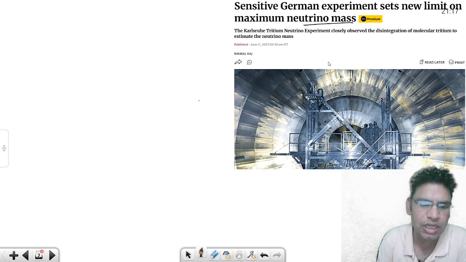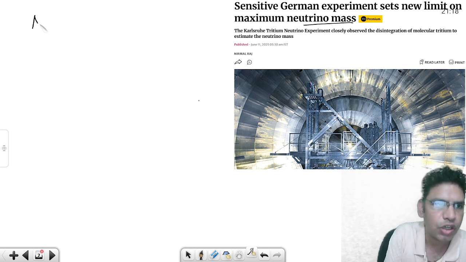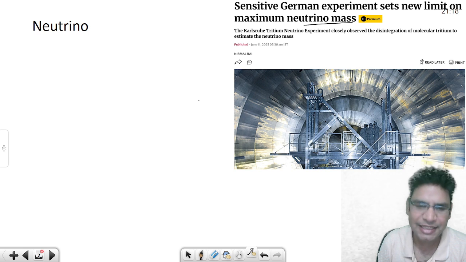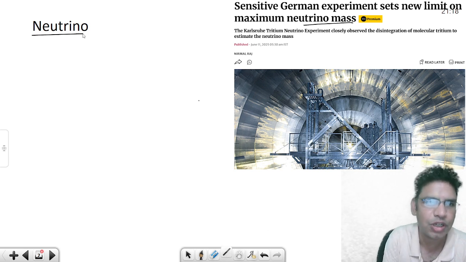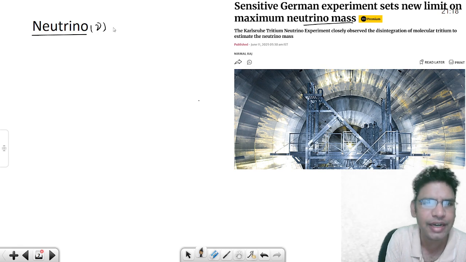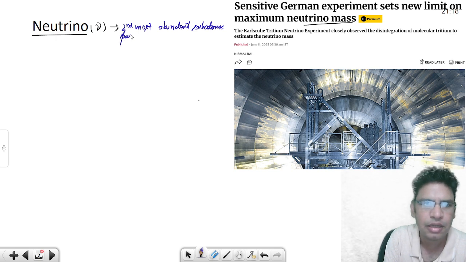Neutrinos are the second most abundant after photons. In science we have some symbols for neutrino. We use this kind of symbol, which is read as nu, and this is the symbol for neutrino, right? So neutrinos are the second most abundant subatomic particles, elementary particles. Subatomic means smaller than atoms. They are second most abundant after the photon.